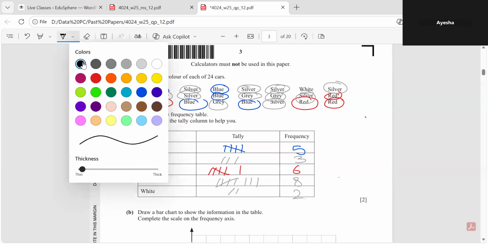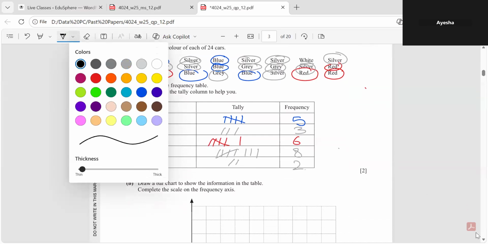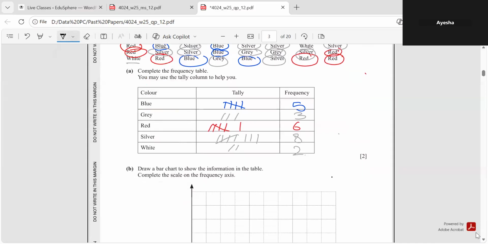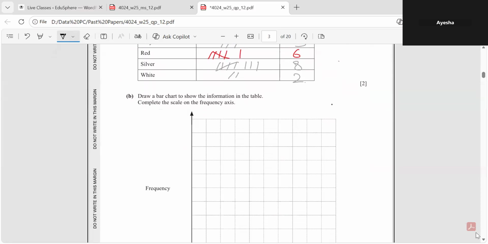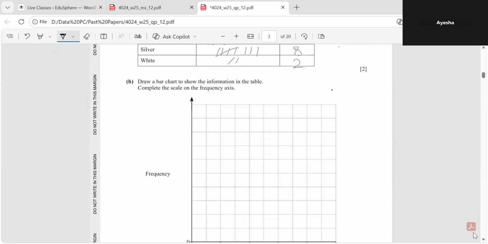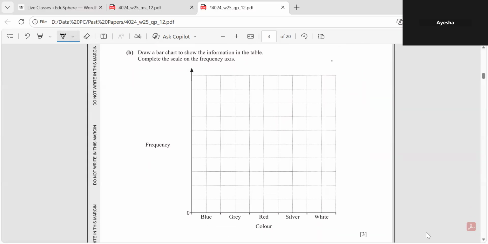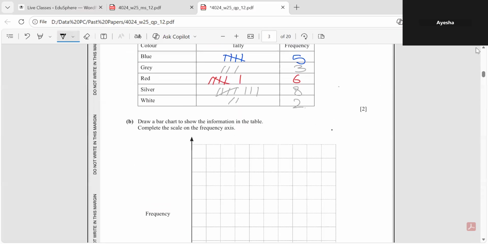Now moving on to the next part of this question, which is part B, and it says that we have to complete the bar chart to show the information above. So the frequency will be mentioned here and all the colors are already mentioned: blue, gray, red, silver, and white. At first we know that this frequency is given. So we need to know what the minimum and the maximum frequency are.